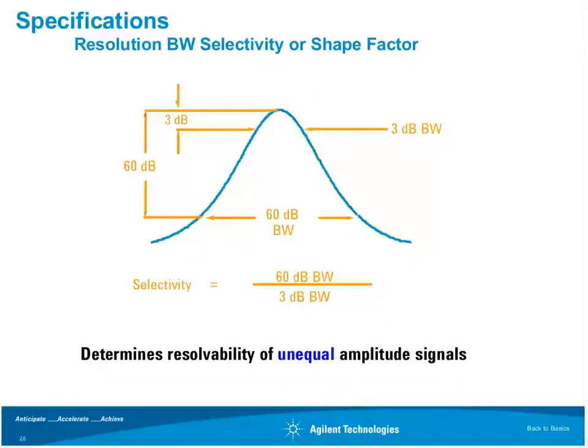Of course, it's not just the 3 dB bandwidth. We have to look at the overall shape of the filter altogether. And so a good way to measure that is to do what we call the selectivity of a filter, which is the ratio of the 60 dB bandwidth to the 3 dB bandwidth. All right, and this becomes important when we're looking at signals that are different amplitudes.